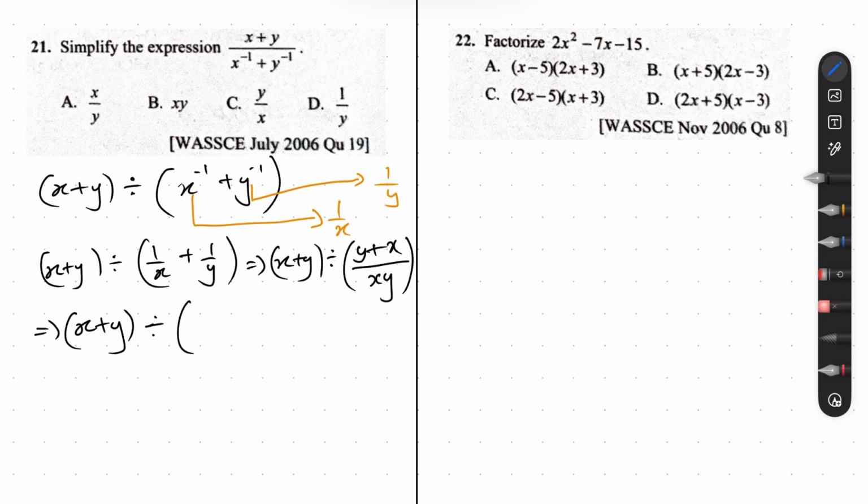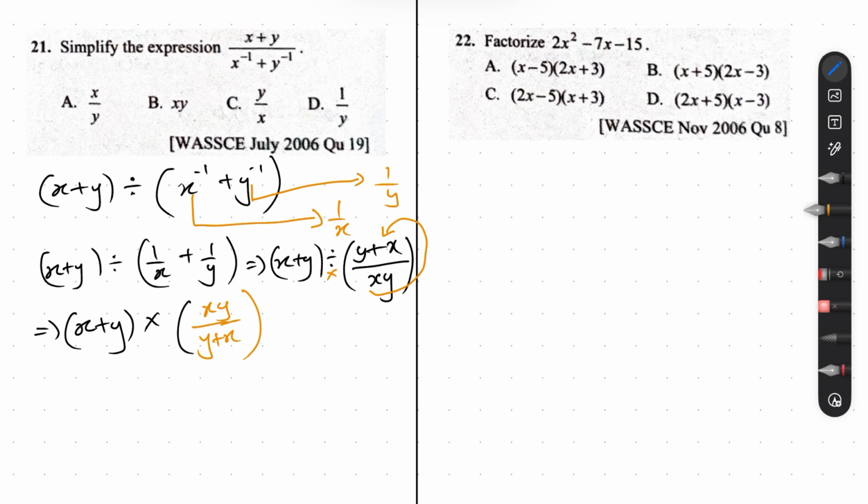Before we continue, we know that when we are dividing, we can just change this into multiplication. Then what? We flip the fraction. So we change this into multiplication, then we flip the fraction. So we have times xy over y plus x.